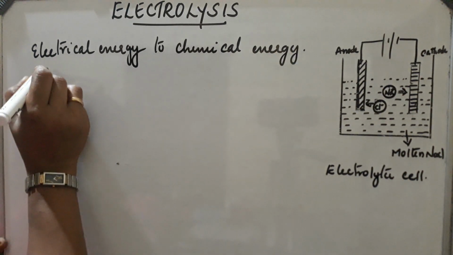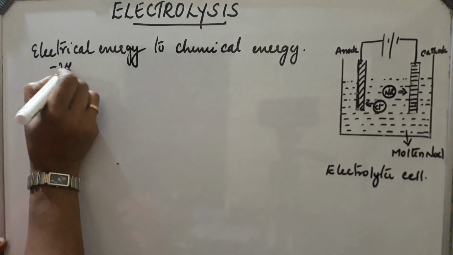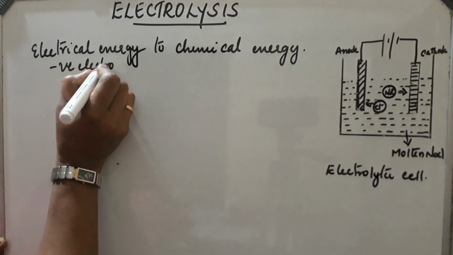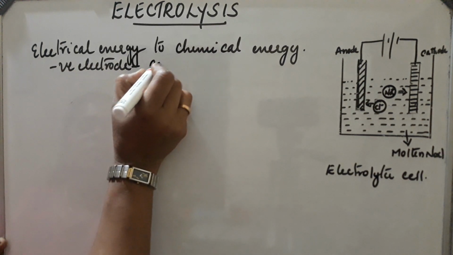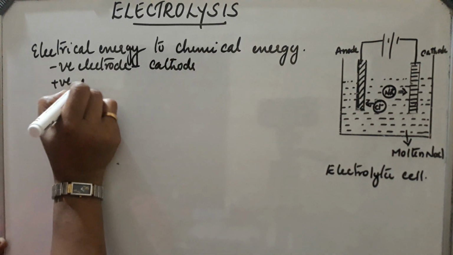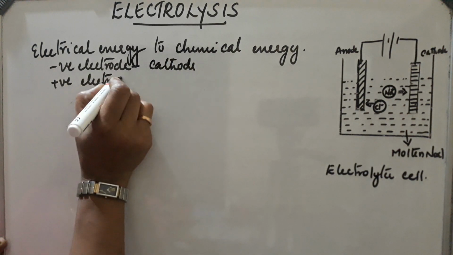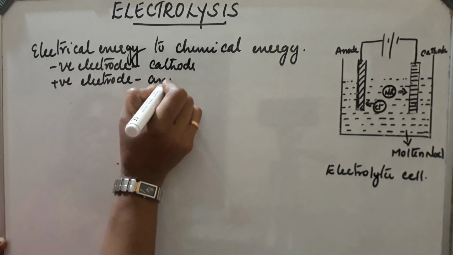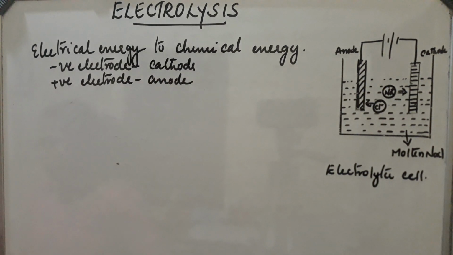And it contains two electrodes. Negative electrode is called the cathode and positive electrode is the anode. Okay, so what happens when current is passed through this?